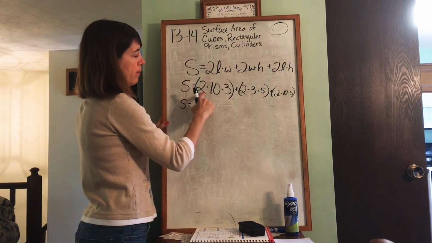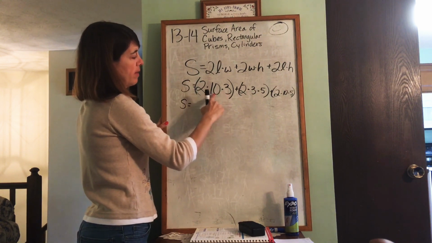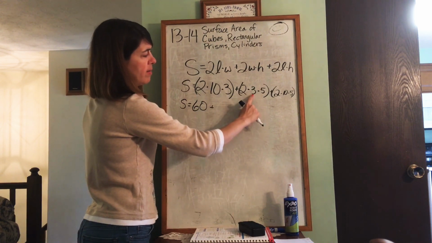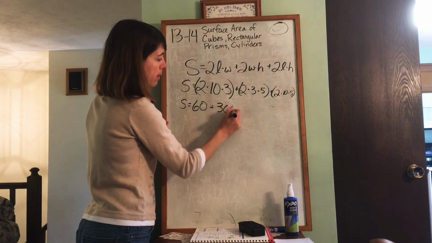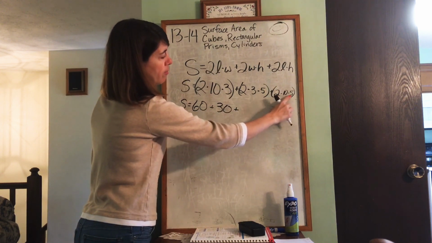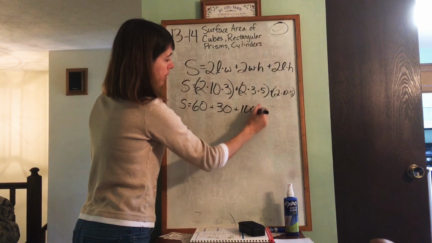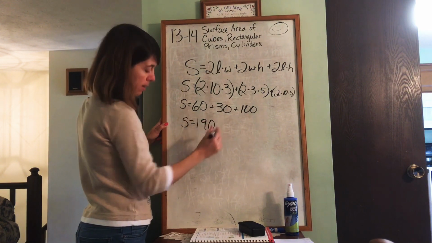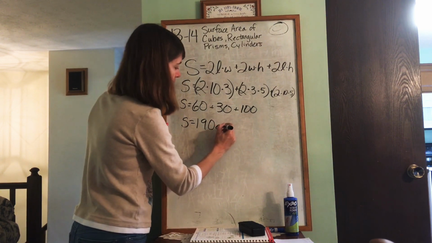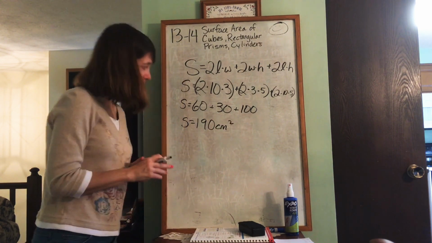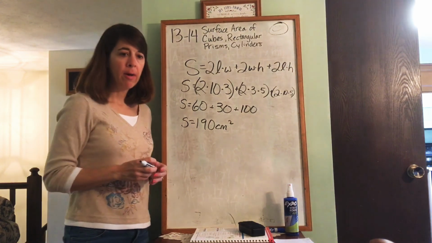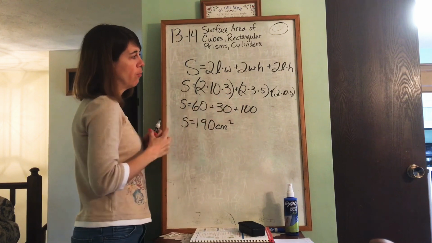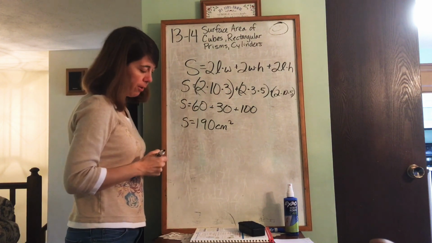Let's just do it this way: 2 times 3 is 6, times 10 is 60, plus 6 times 5 is 30, plus 2 times 5 is 10, times 10 is 100. Of course, you can add all those up and get 190. That was centimeters squared. Okay, so it's really just a matter of following along and putting in the right numbers for the right letters there for our equation.